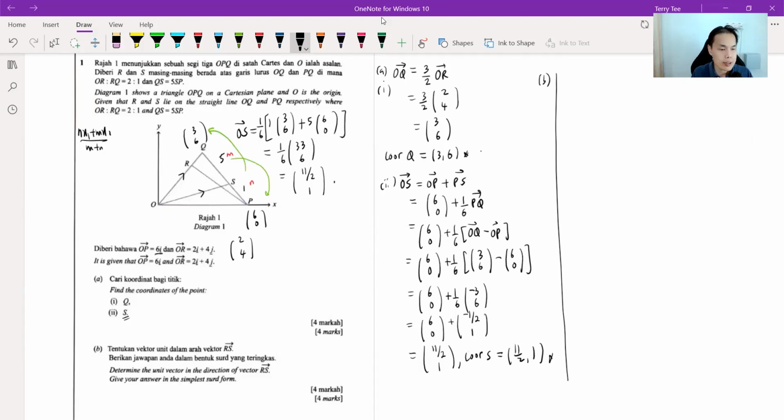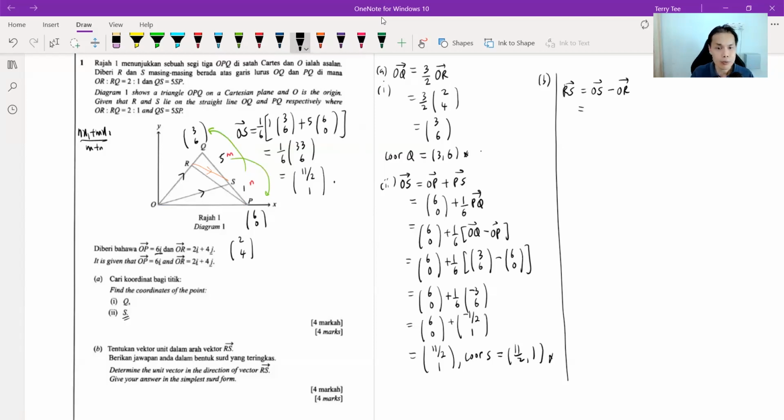So for part B, we're supposed to determine the unit vector in the direction of RS. Okay, if you want to find the unit vector of RS, RS is here. So first of all, we need to find what is vector RS. RS, I like to use OS minus OR. As I explained earlier, you can do RO plus OS. It's the same thing. RO is negative OR. I just put the negative at the back, OS in front. It's always the second letter with respect to O minus the first letter with respect to O. Yeah, it's OS minus OR.